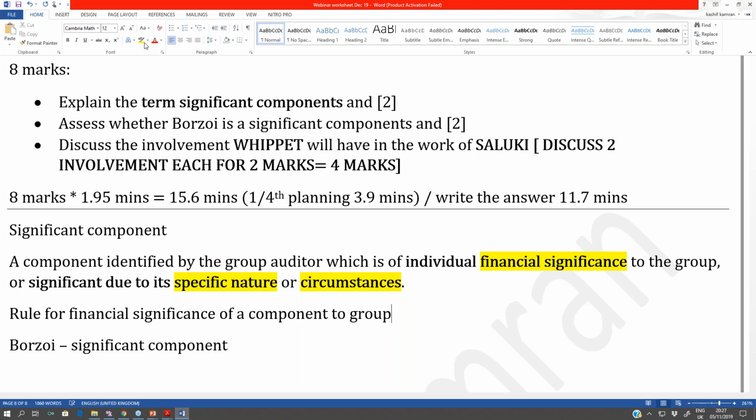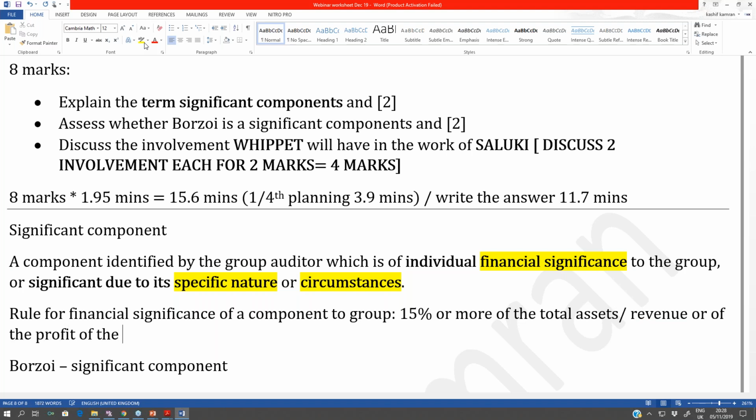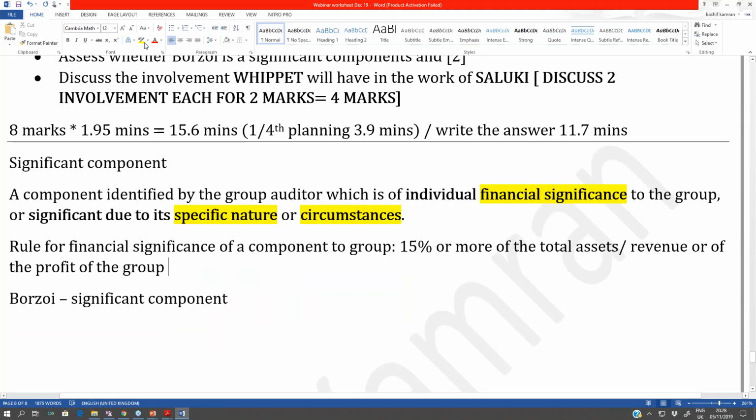Yes, that's good answers. The rule for financial significance of a component to the group is 15% or more of the total assets, or of the revenue, or of the profit of the group. So let's see, is Borzoi 15% or more of the group total assets, or the group revenue, or the group profit, to identify whether Borzoi is a significant component or not.